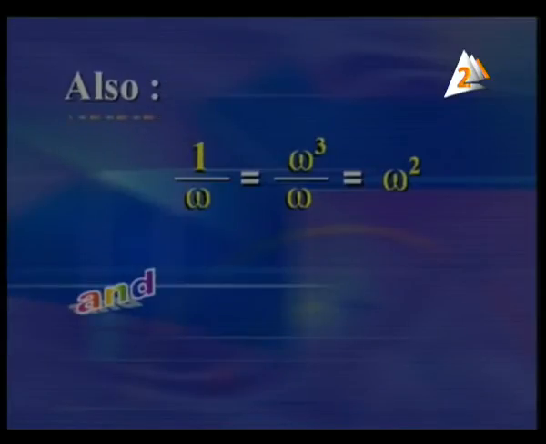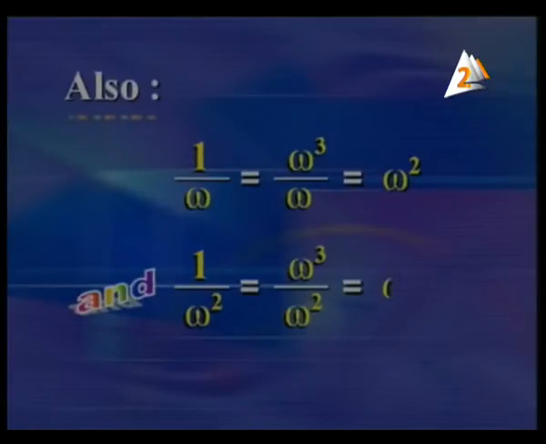Remember, 1 over omega equals omega square. Why? Because by using cross multiplication, omega times omega square equals 1. And 1 over omega square equals omega. Why? Because 1 equals omega power 3, so omega power 3 over omega power 2 equals omega. Very important.